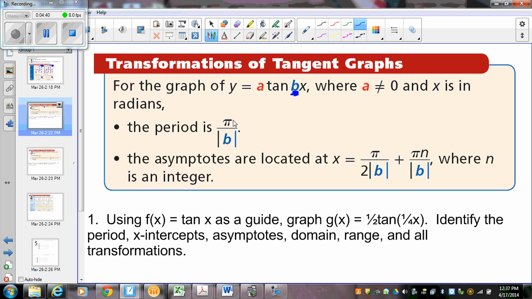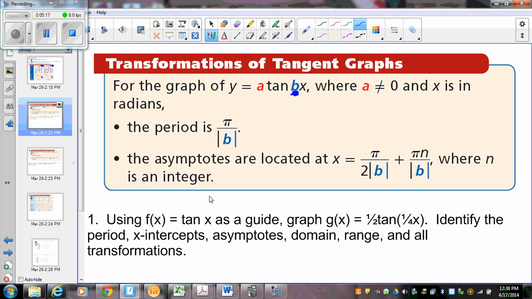And so that period, instead of 2 pi over b, like for sine and cosine, it's pi over b. And then the asymptotes, since our normal tangent graph has asymptotes at pi over 2, any transformations with a b value in front of that x are going to be pi over 2b plus pi n over b. So just whatever that b value is. And then as far as a is concerned, a is just going to stretch those red curves and make them either steeper or flatter.